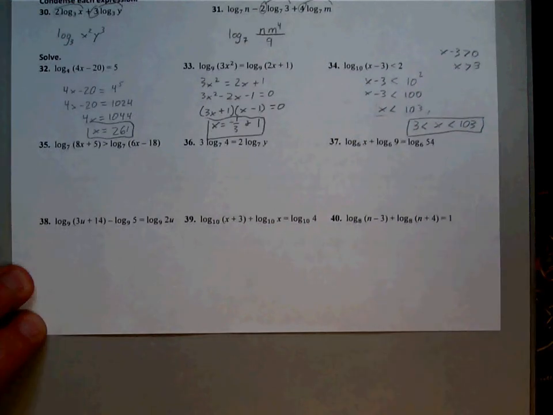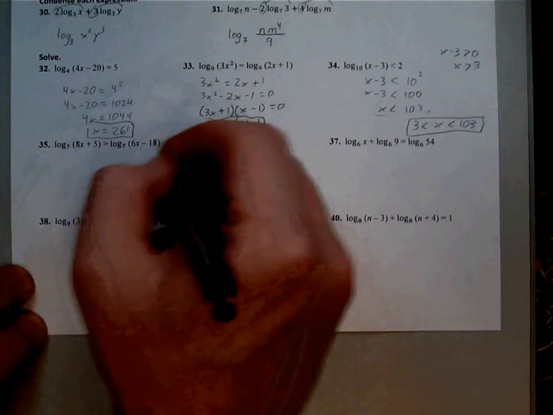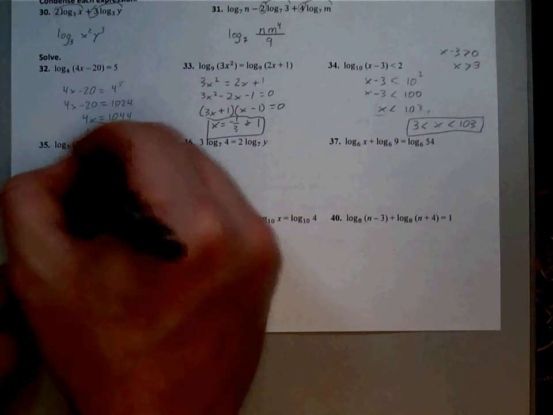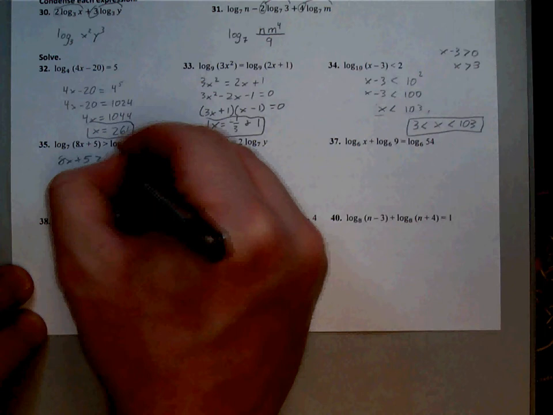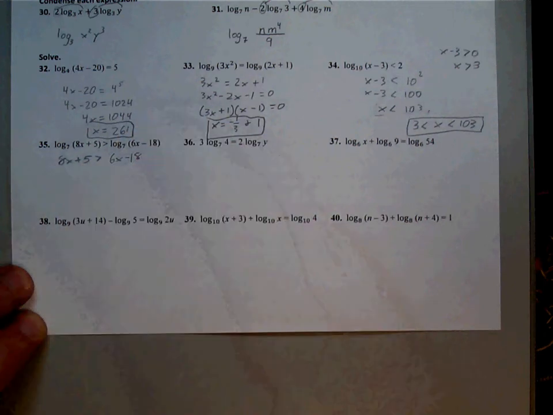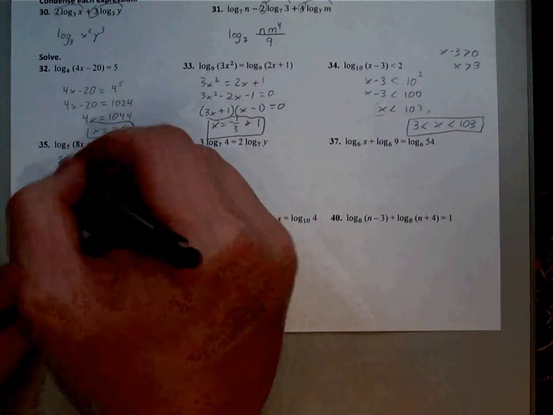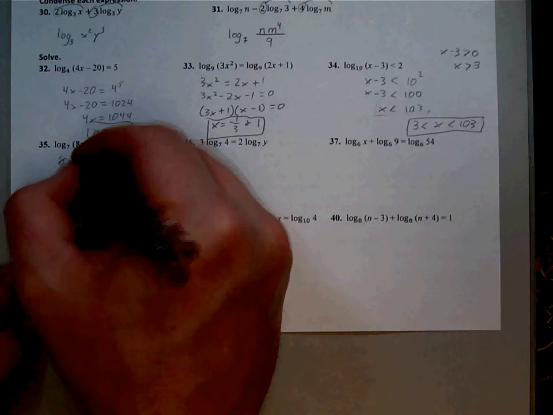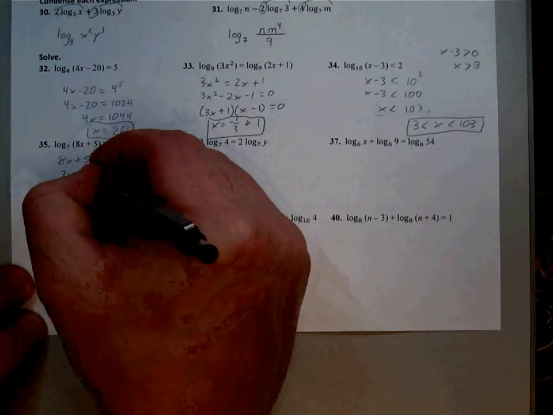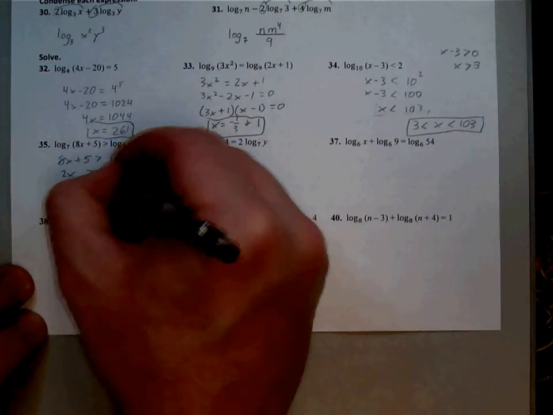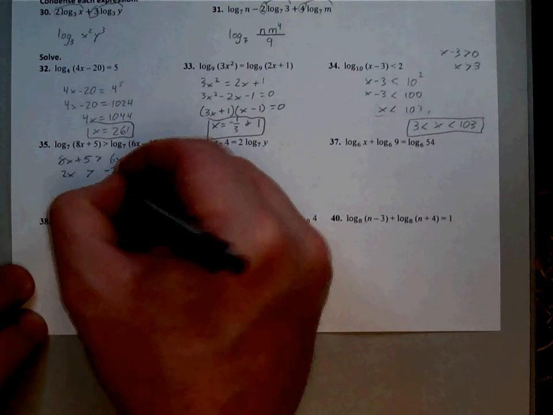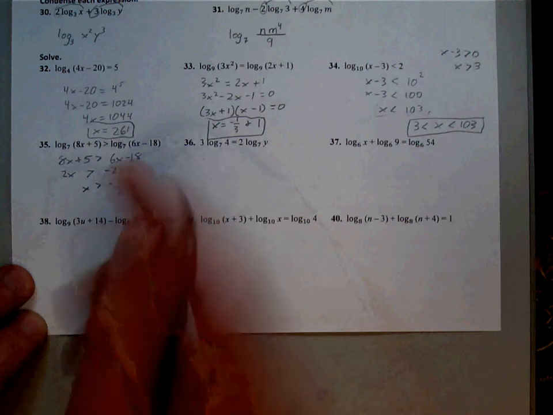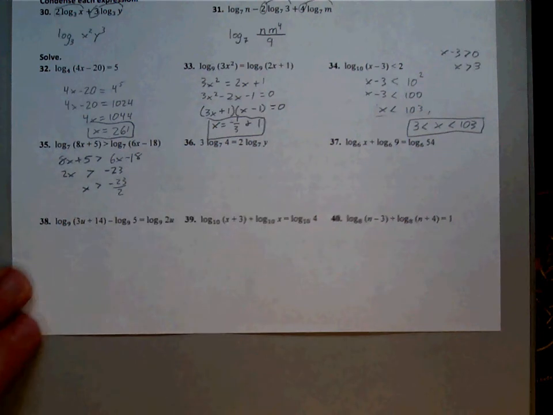All right, number 35. They're both logs, so we can just drop the logs. 8x plus 5 is greater than 6x minus 18. So I'm going to subtract the 6x, subtract the 5, divide by the 2. So I've got that, but I have to consider domain restrictions.